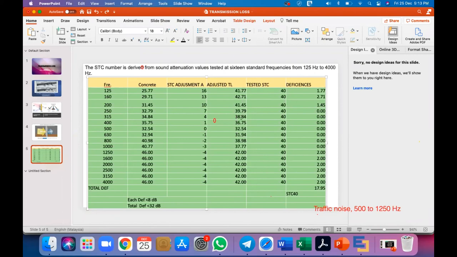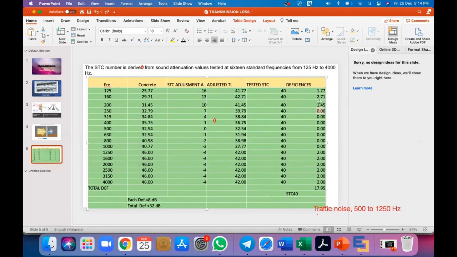As we proceed, I will get negatives, because my adjusted transmission loss is less than my target. For example, this column is negative. In order to use this method, you need to put zero. Although you get a negative, you neglect it and put it as zero instead. So every negative value, you put zero, and then check every value. To get SDC, each deficiency must have a value less than 8. If it is greater than 8, let's say you get 10, then 40 is not suitable. You need to change to another value, maybe 30.